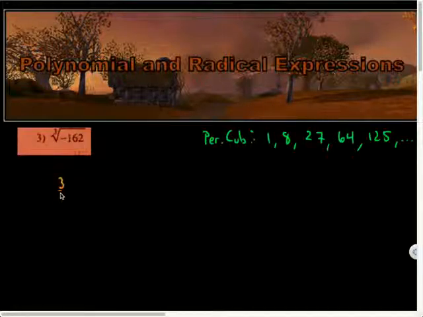So this is going to be the same as the cubed root of, and now my question is, do any of these go into 162? 1 does, but that's not helpful. 8 would go into 160 20 times. Does 27 go into it? Yeah. How many times? 6. 6 times 7 is 42, 6 times 20 is 120. So this is going to be the same as the cubed root of negative 27 times the cubed root of 6. Now, the cubed root of negative 27, what is it?